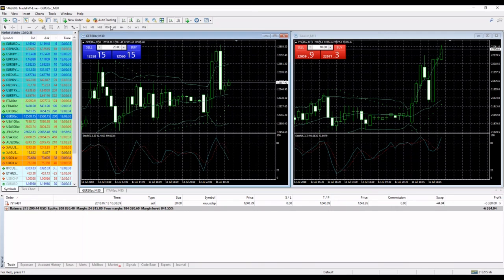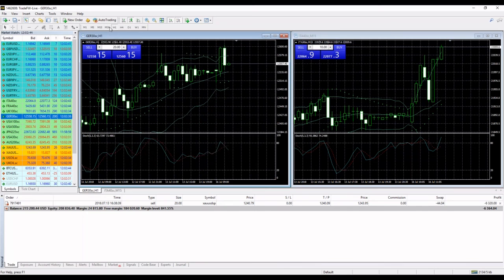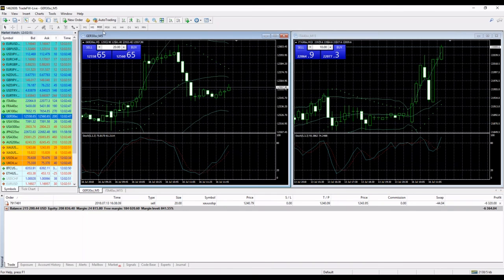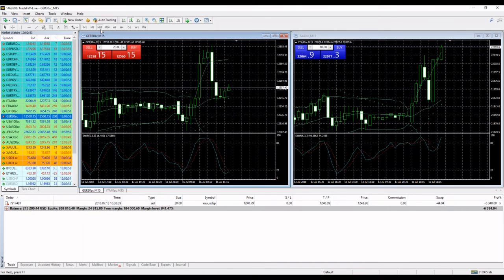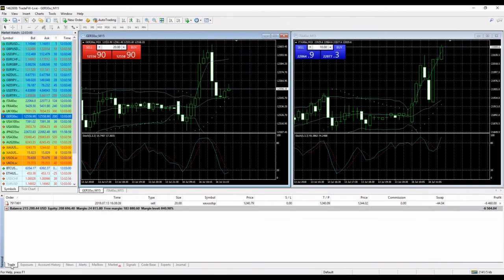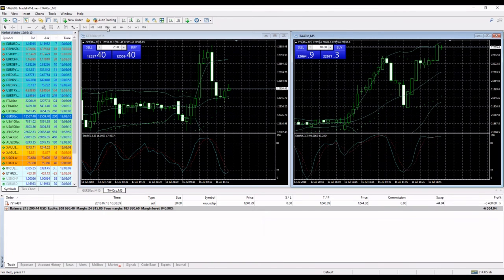DAX is currently dropping a bit, very little, not much yet. No, I don't see the point right now to trade on any of those assets. The reaction was very low.